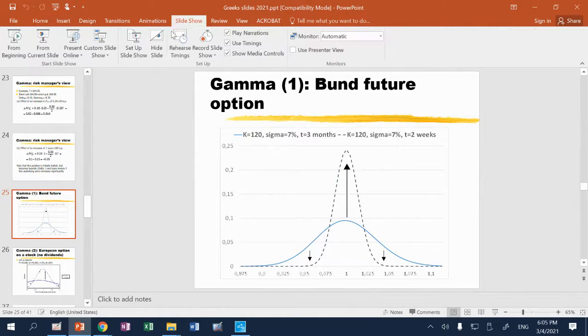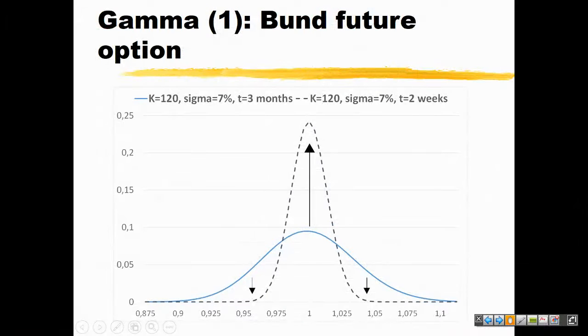These are the graphs. First, for a Bund future option, this one. The blue one is the one with 3 months to maturity. The dotted one is 2 weeks to maturity. And you can see that in the case of the Bund future option, we have this fantastic, perfectly symmetric graph, exactly identical to what we were looking at. It is the easiest one to understand.